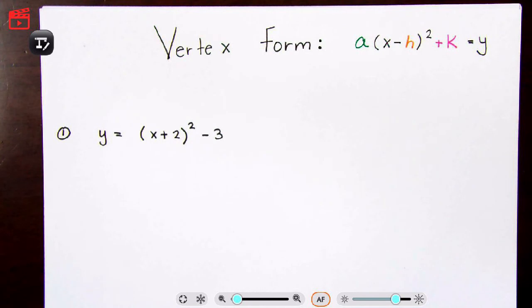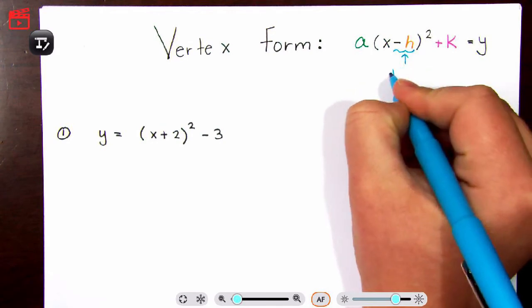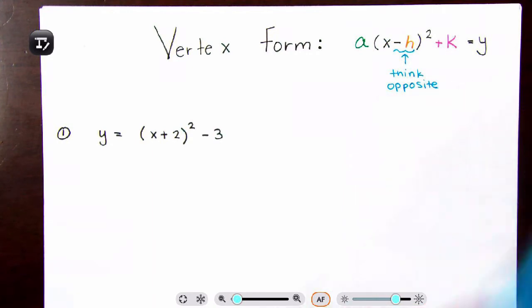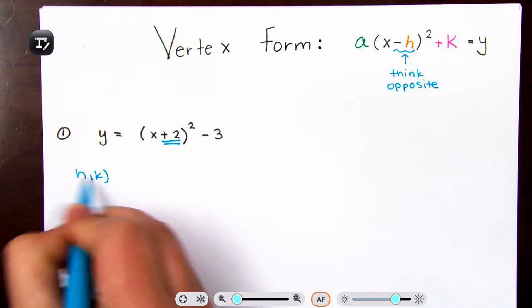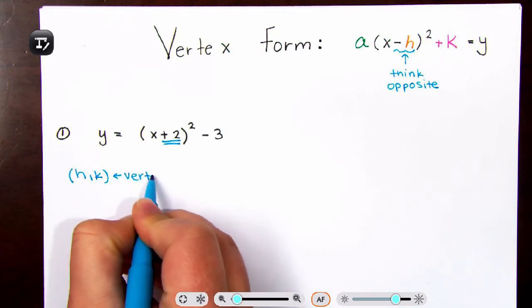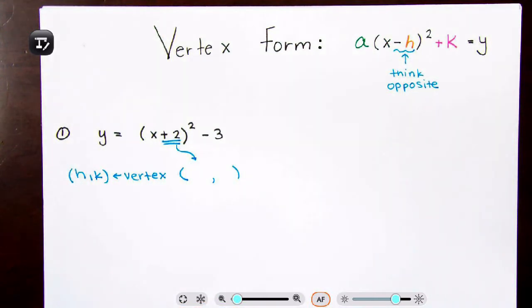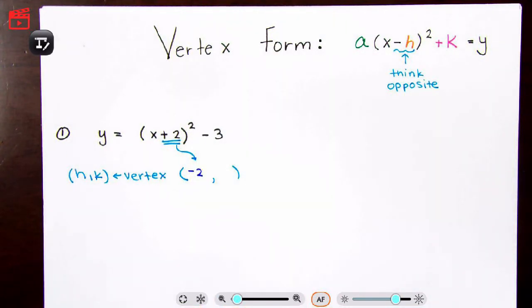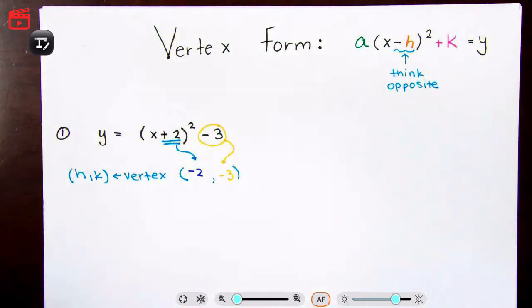So for the vertex form, you need to remember that anytime you are dealing with an h value, you are thinking the opposite of what you see. So for example, if you see a positive 2 here, your h comma k, your vertex point, has an opposite h. So if we see a positive 2, in reality, we have a negative 2. Now your k value is exactly what it is. There's no changes. So if I see a negative 3, I keep that negative 3. So this is our vertex. So that's step number 1.